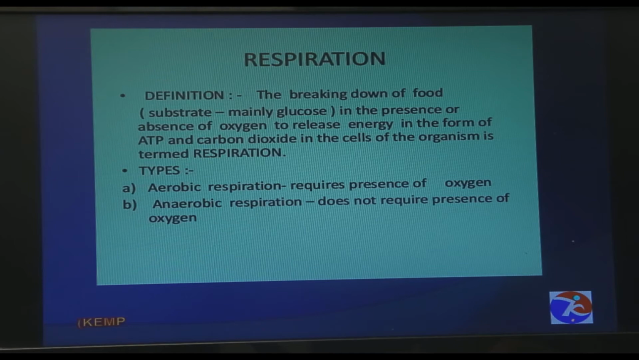We have different types of respiration over here. Aerobic respiration requires the presence of oxygen. Anaerobic respiration, the name itself says, does not require the presence of oxygen at all.